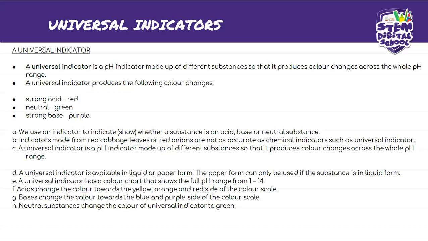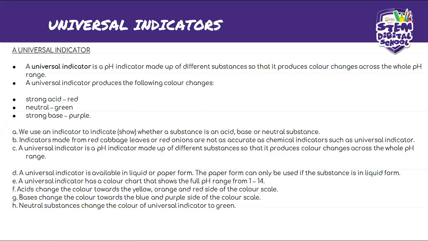Yeah, indicators made from red cabbage leaves or red onions are not as accurate as chemical indicators such as universal indicators. So what it means is that we can create our own indicators. Sometimes there are some food substances or snacks, more especially snacks that you eat, and then at the end of the day you see that your tongue or your fingers have changed color. This is just the indicators that are found in plant substances. So plant material. With a red cabbage we can manufacture our own indicator. You can equally do so using a red onion.